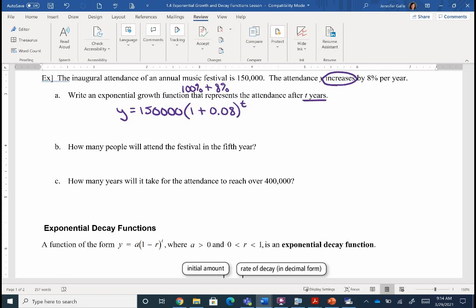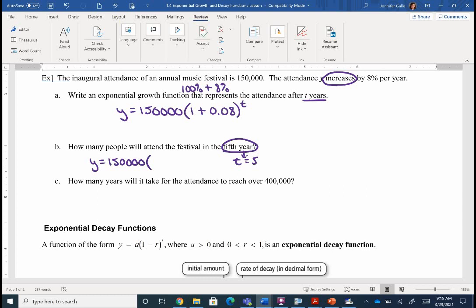So for the 5th year, years are our time. So for the 5th year, that means our time is going to be 5 years. So all we have to do is take our function that we wrote in A, and put 5 in place of our t for our time.